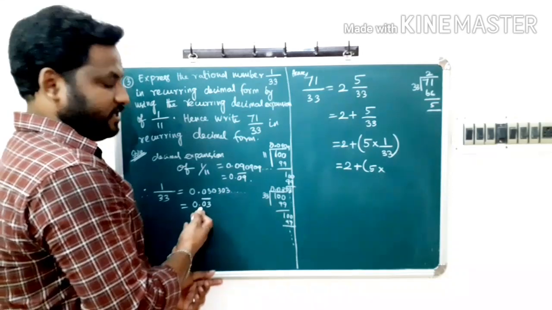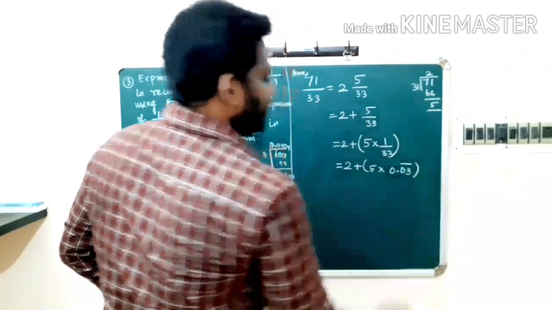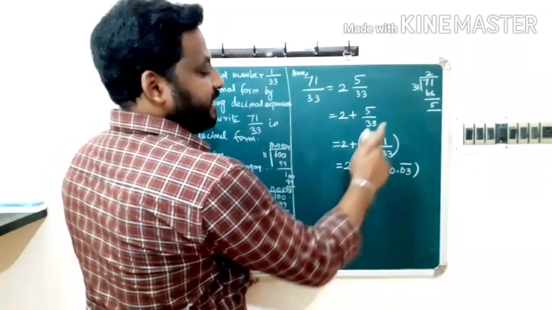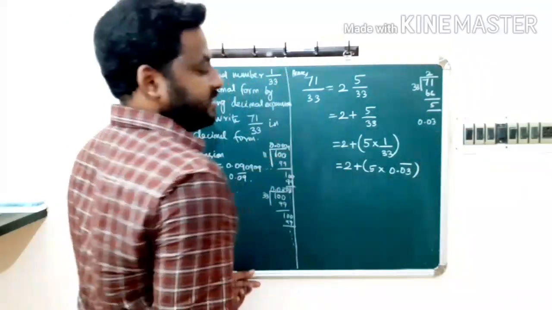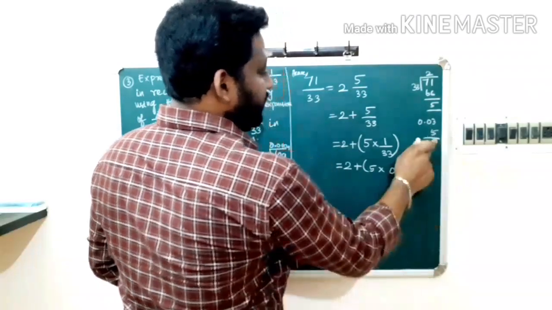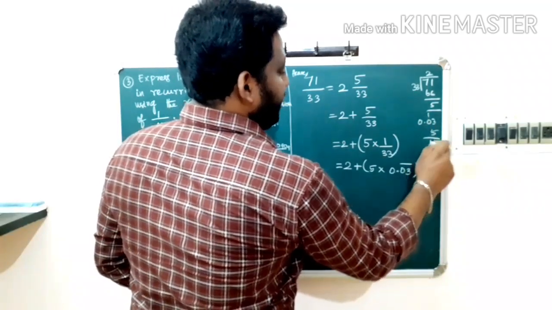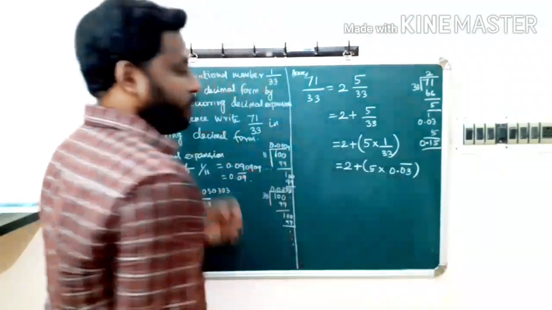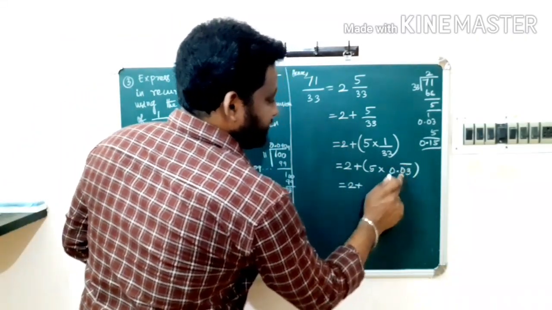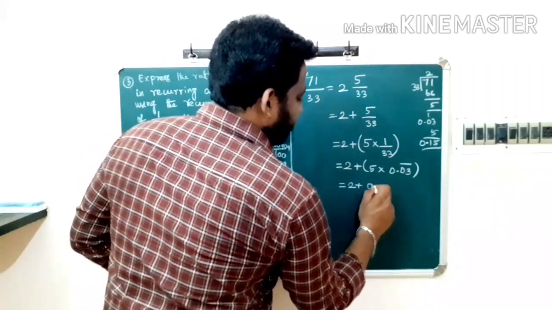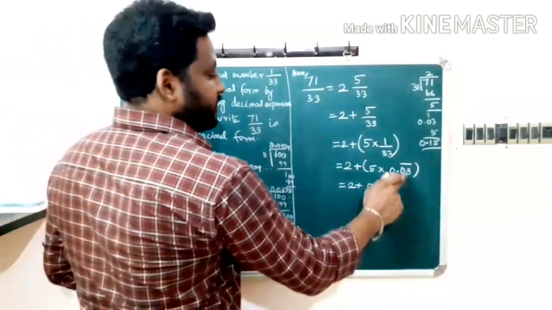So you have to substitute the value of 1 by 33, which is 0.030303, written as 0.03 bar. You have to multiply this 5 with 0.03 bar. Imagine it as 0.03 and multiply by 5. 5 3s are 15, so 0.15. So 2 plus 5 into 0.03 bar is written as 0.15 bar, because 03 has the bar.